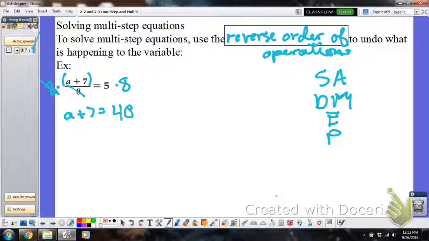And I know how to do this. This is easy. This is a one-stepper now. Subtract 7 from both sides. 7's on the left, cancel out. And a is equal to 33.